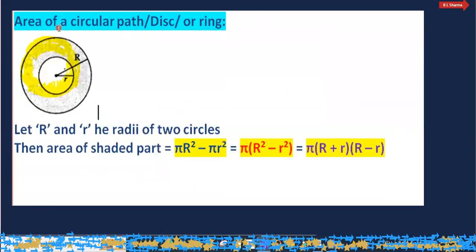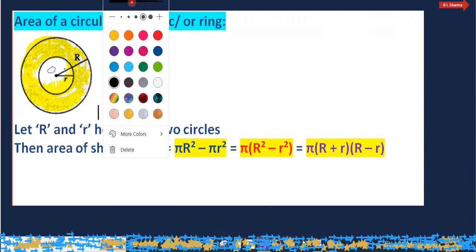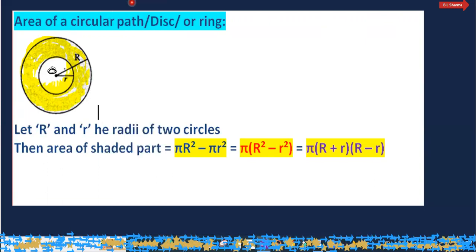Then area of a circular path means the region bounded by the two concentric circles. You see here, this is the region bounded by the two concentric circles. One is a large circle, the other is a small circle. These are two concentric circles. Concentric circles means the circles having the same center. The center of both is the same. And here you will find this is the same center.